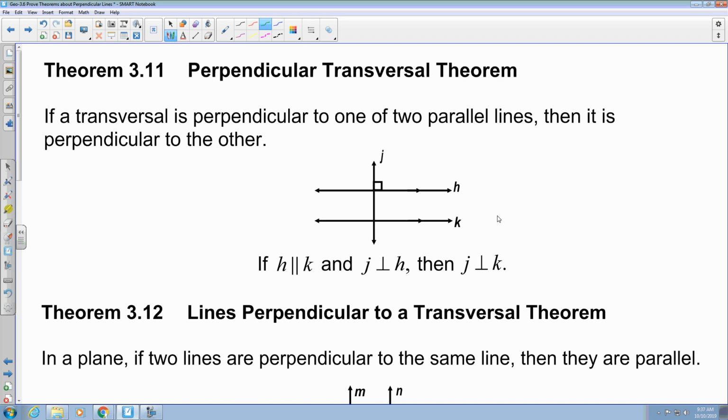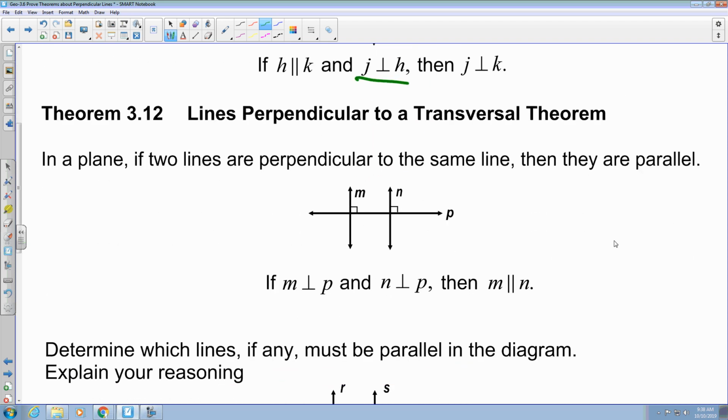So Theorem 3.11 is dealing with a transversal. The statement is, if a transversal is perpendicular to one of two parallel lines, then it is perpendicular to the other. So you can see here that H is perpendicular to K, and since they gave us this right angle here, they're telling you that the hypothesis is H is perpendicular to K and J is perpendicular to H. Then, because of this theorem, we can say that now J is perpendicular to K.